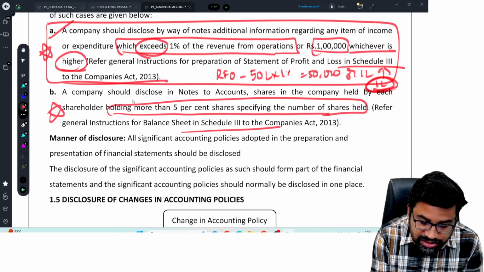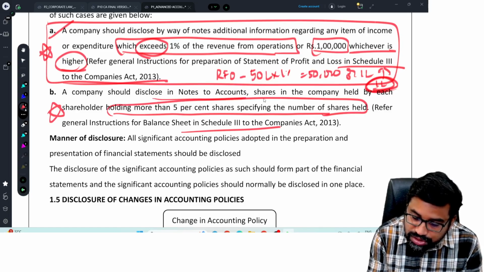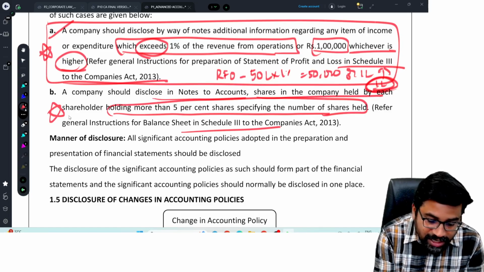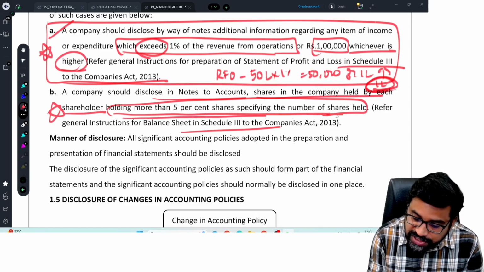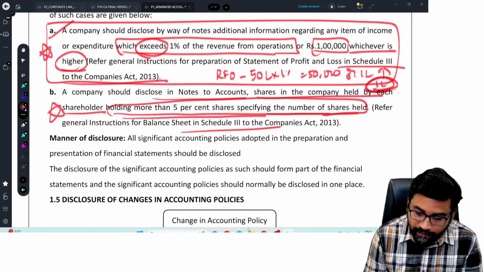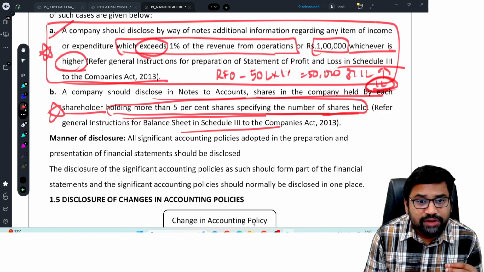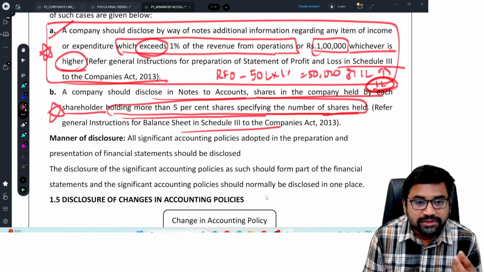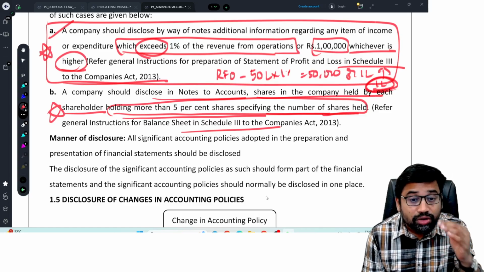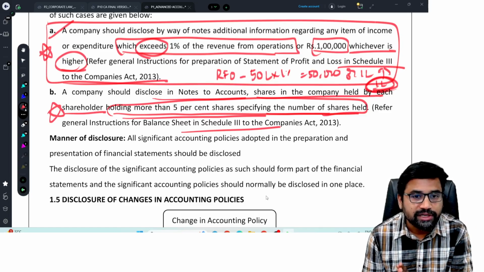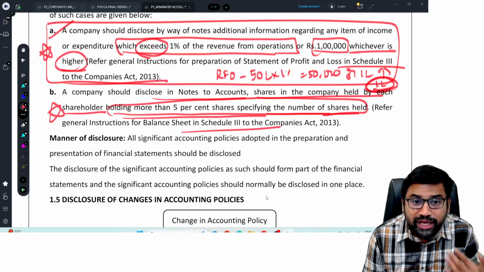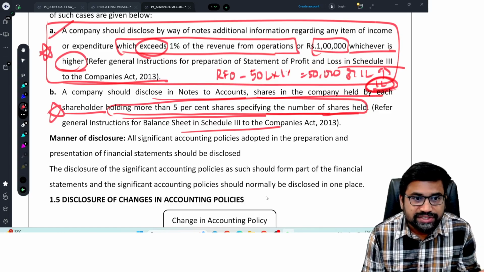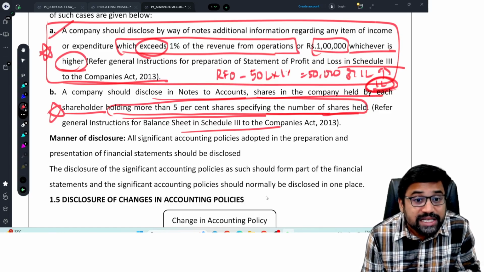The company should disclose in the notes to accounts the shares held by each shareholder holding more than 5% shares, specifying the number of shares held. So this is also one of the examples of materiality, because Schedule 3 says a shareholder holding more than 5% shares should be disclosed separately. So understand, whenever it is a material item, that material item should be brought to the users of financial statements. How? By making a separate disclosure.